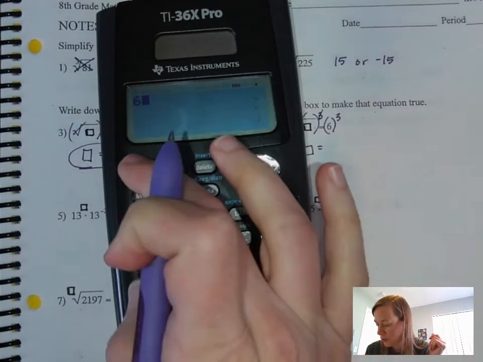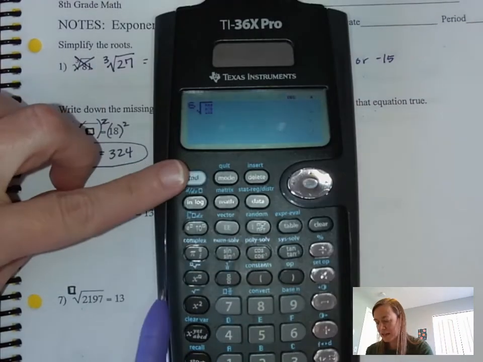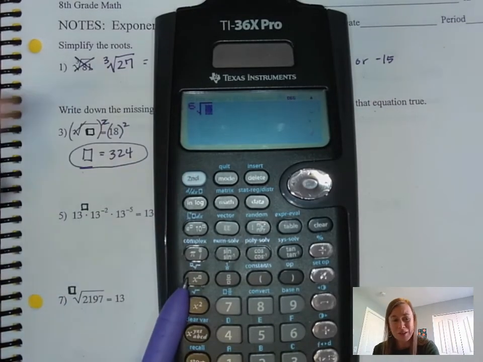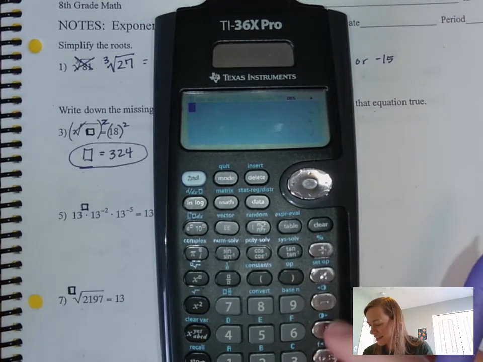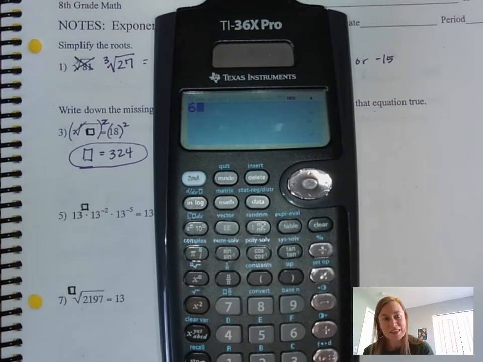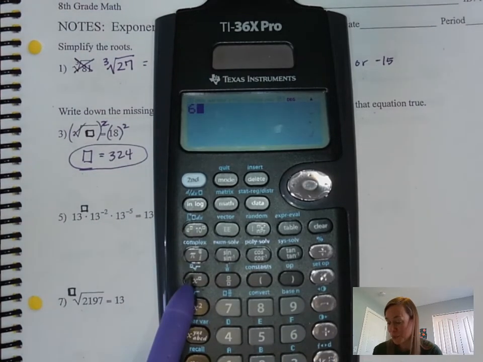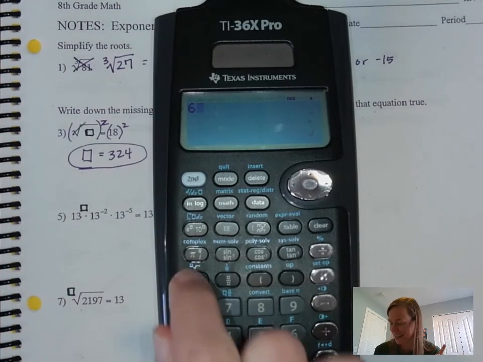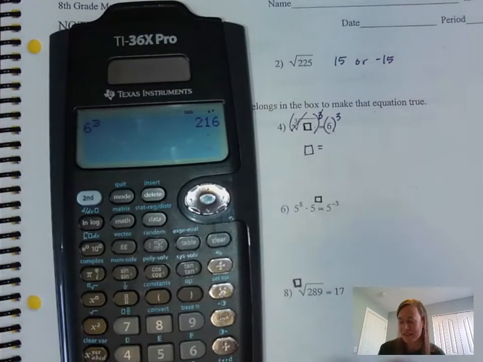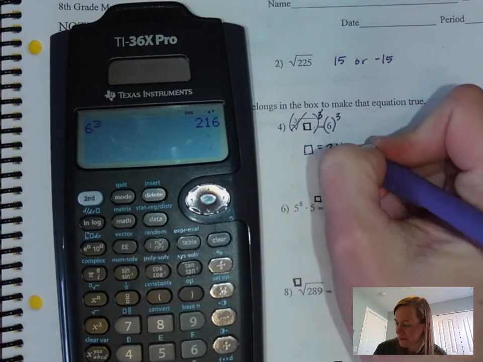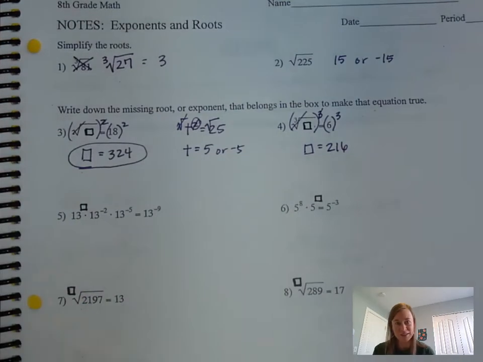And now 6 cubed, I'm going to push second and then this button to do cubed. On your calculator, it might be different. I just did that totally wrong, didn't I? Let me try that again. 6, and then I'm going to push this button without the second key. Yes, and then we're going to make it cubed. 216. All right, and that's the answer there.